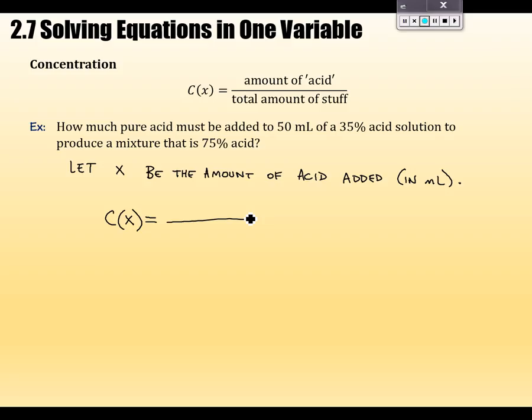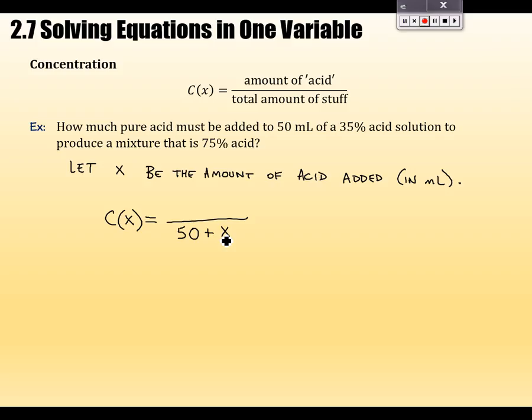When x is 0, when you haven't added anything, how much stuff is there, does it say? A total of 50 milliliters, right? And if you've added 10 milliliters of acid or 10 milliliters of water or 10 milliliters of anything, then how much stuff is there now? 60, or in general, if you add x, 50 plus x, right? So the amount of stuff is 50 plus x. Total amount of solution.